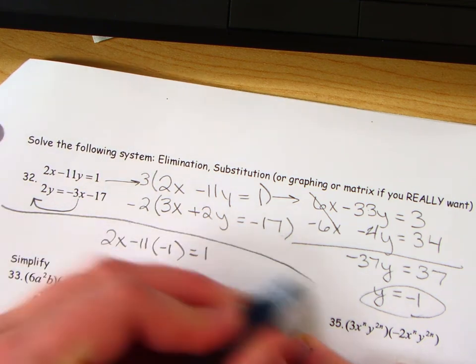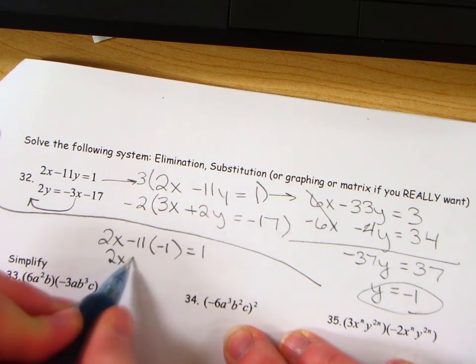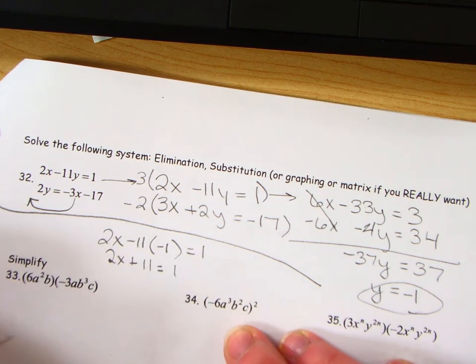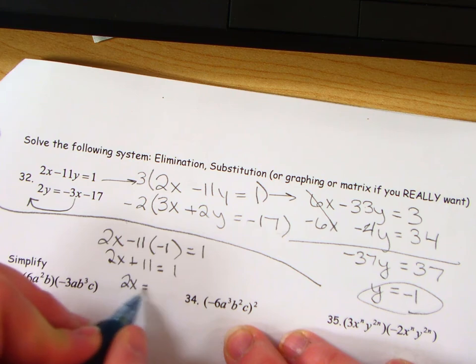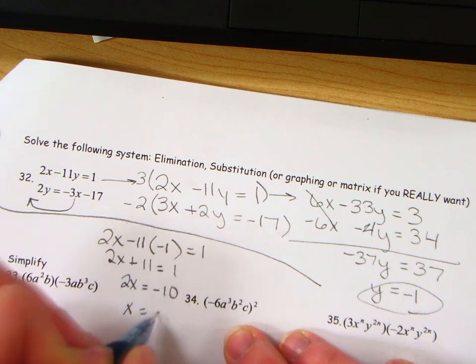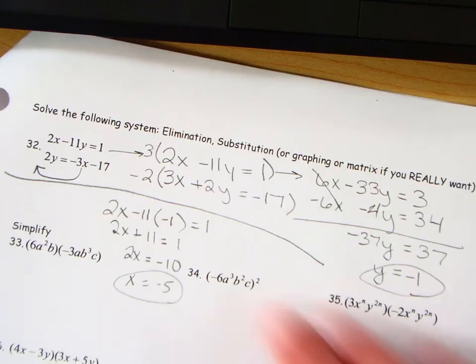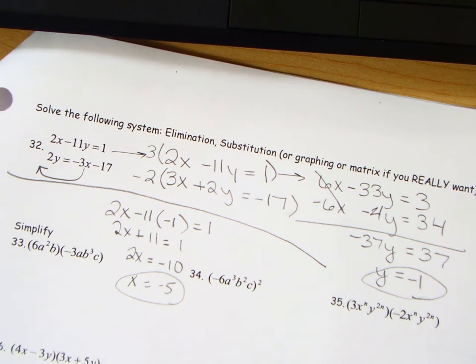And this is like the last step. So you get 2x plus 11 equals 1. Subtract 11, 2x equals negative 10. Divide, x is negative 5. And you can plug those x's and those y's in to verify that they are correct.